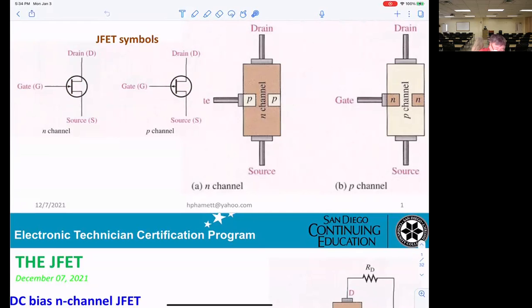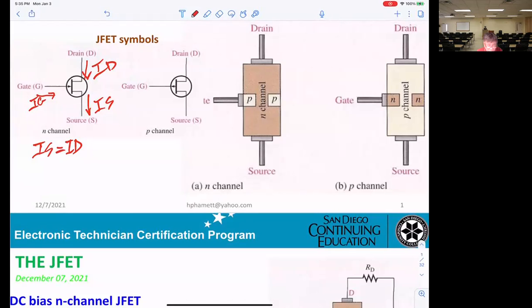Okay? And when we're talking about a JFET, you can get the current flow here, ID, and IG. However, IG equals zero, and that is the thing you must know. IG and ID will be the same. Okay?